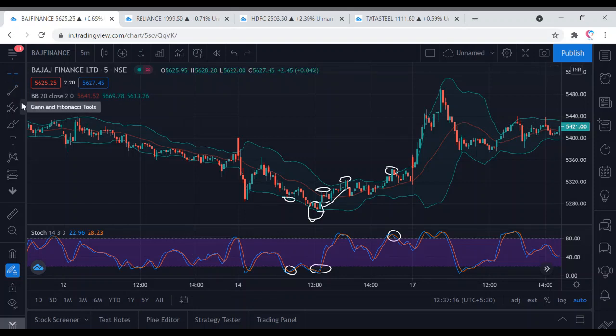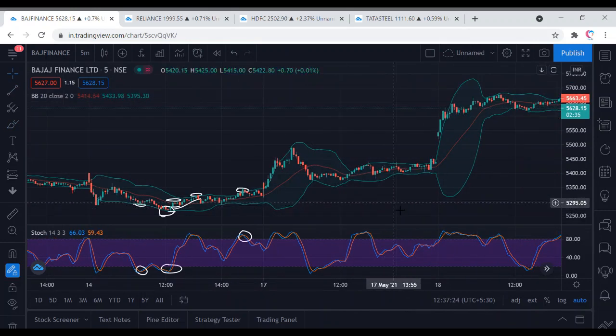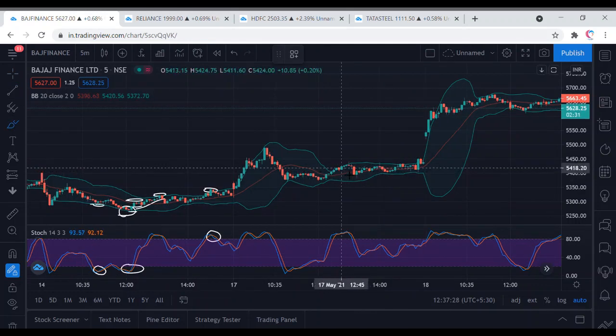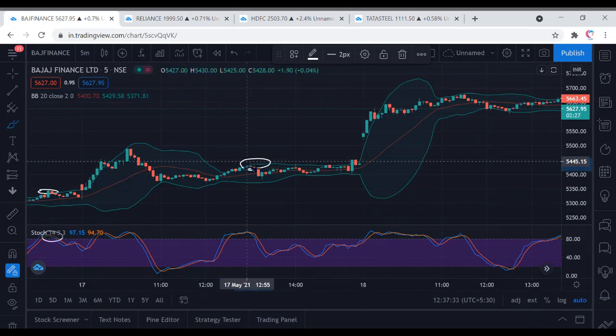So for scalping, you need to quickly get out of the trade, and if you are keeping the trade for a longer duration of time, you need to keep trailing your stop losses. You can see here as well on 17th of May, see here what happened. The price did go above the Bollinger Band, but it came down and closed below it. So we are good to take this trade.